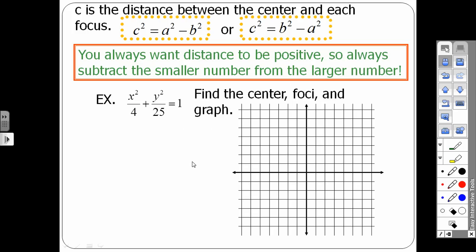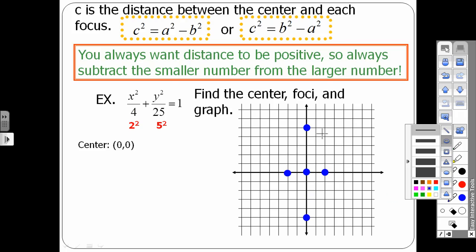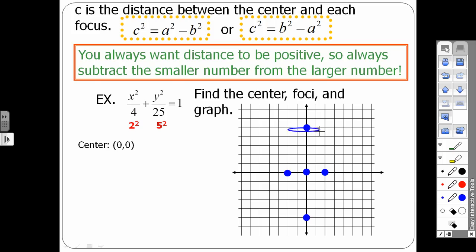Okay, so let's try another example. This one says find the center, foci, and graph. Well, the center is the origin. We're going to take the square root of our denominators. So here's our center, moving over 2 in the x direction and 5 in the y direction: 1, 2, 3, 4, 5, and 2, 3, 4, 5. Okay, and let's see here. Okay, so there's my ellipse.